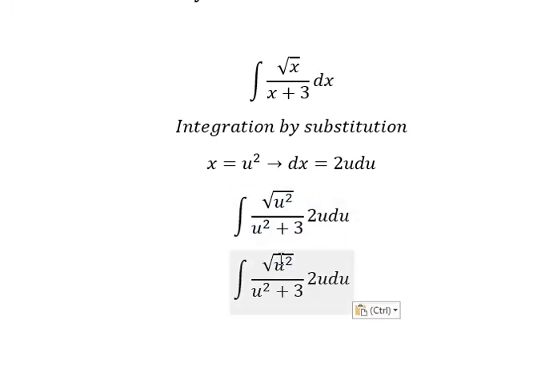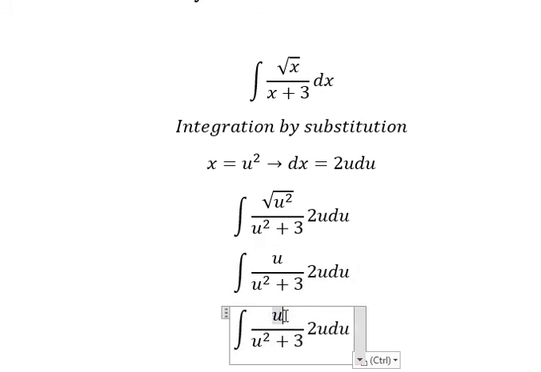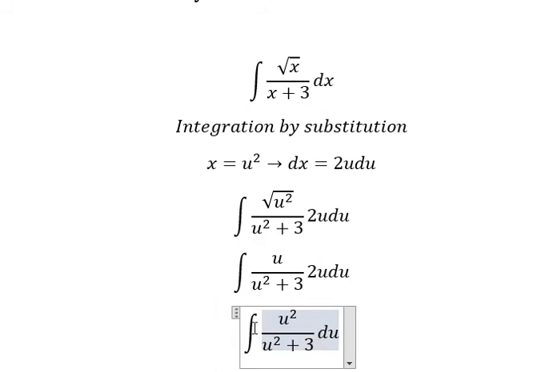The square root of u square, you got u. U with u, we have u square. Number 2, I will put in here.